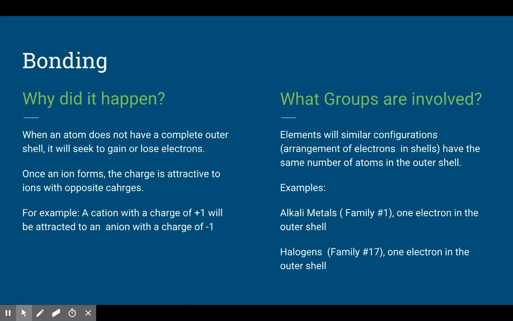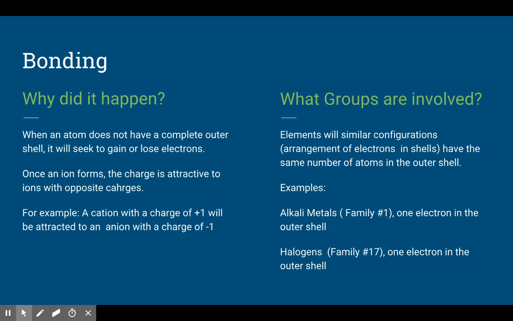So why does this happen? When an element does not have a complete outer shell, it will either seek to gain or lose electrons if an ionic bond is going to happen. Once an ion forms, that means once an atom has either gained or lost electrons, there will be a charge, and that charge will attract ions that have the opposite charge. For example, a cation with a charge of +1 would be attracted to an anion with a charge of -1.